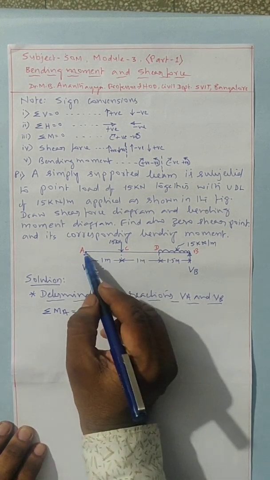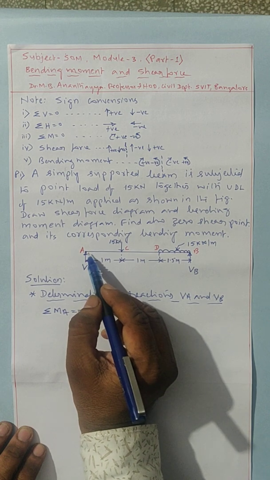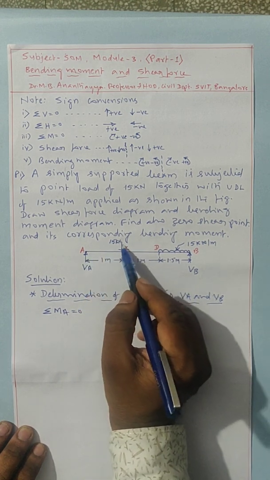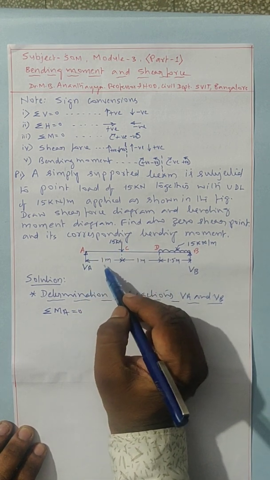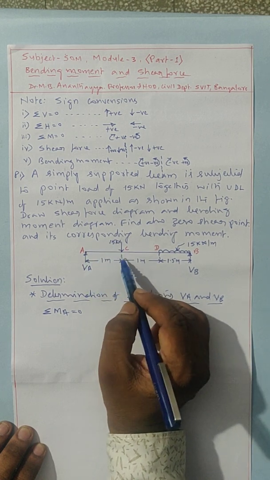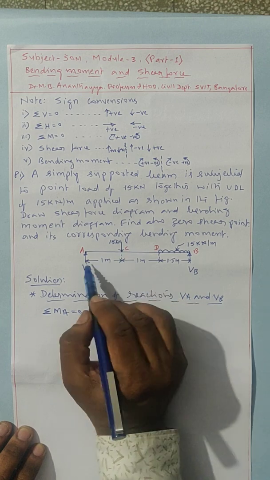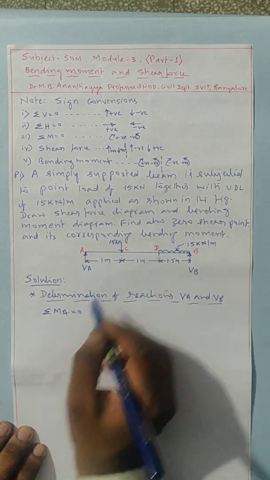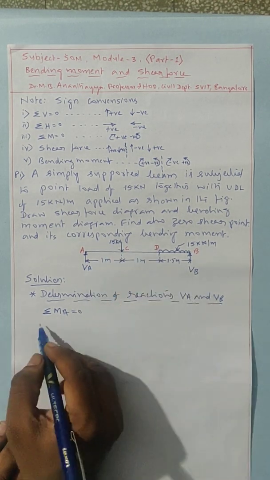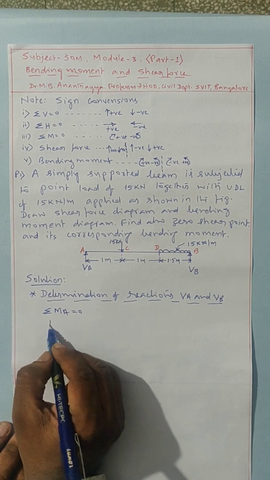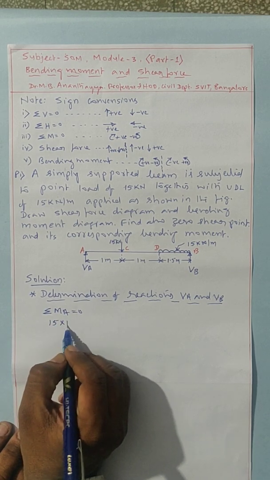Now you see, I am taking moment of all the forces about point A. Here the 15 kN about point A will create a clockwise moment. This clockwise moment will be force into distance. Force is 15 kN, distance is 1 meter. So it is clockwise, therefore it is plus. I am writing it as 15 into 1.